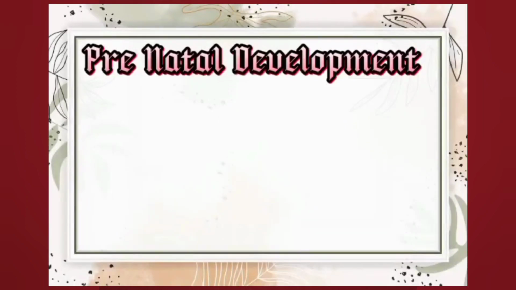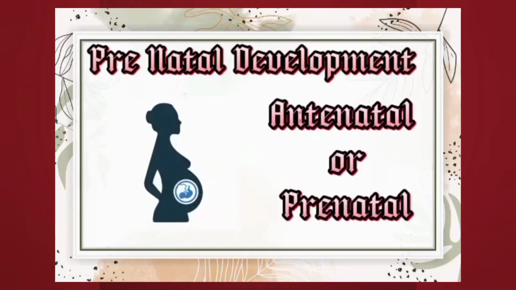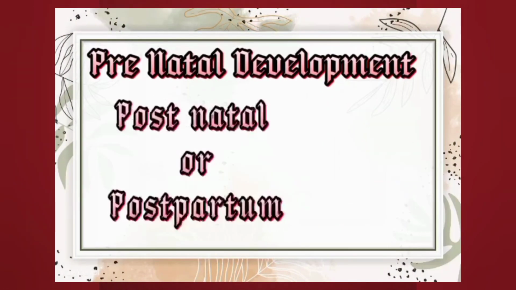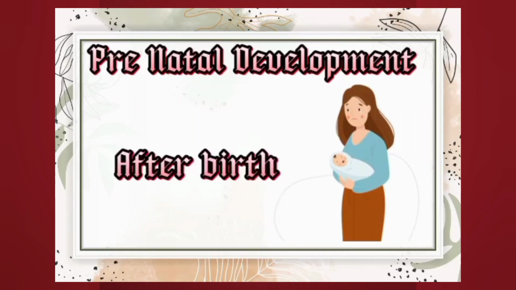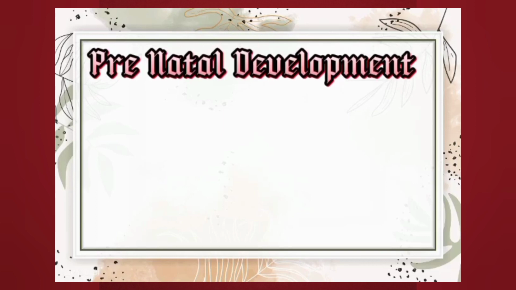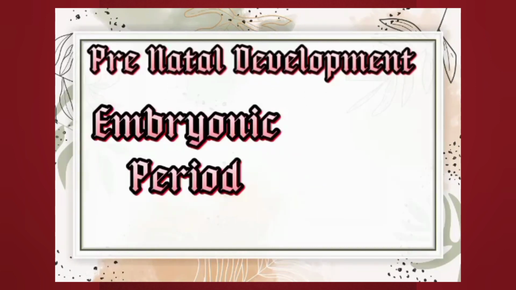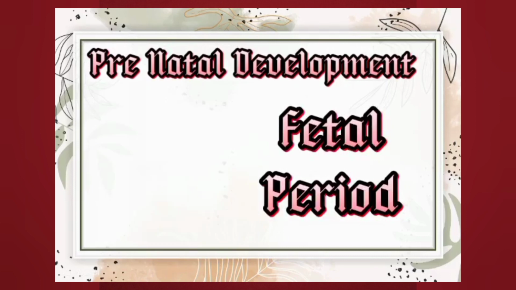The prenatal development or the prenatal period is a period of time before birth. And you might also have heard the terms antenatal meaning before birth and postnatal meaning after birth. Let's take a look at some of the changes that take place during each of the three periods of prenatal development. The germinal period, the embryonic period, and the fetal period.